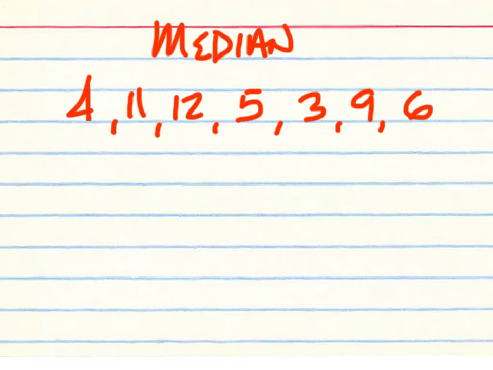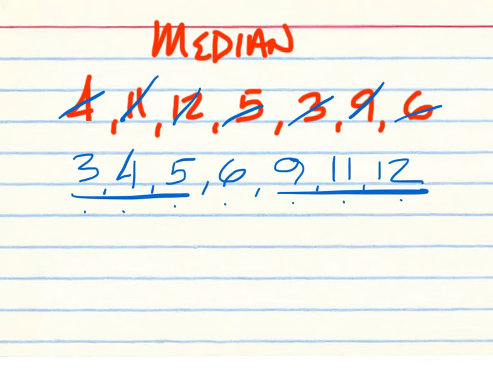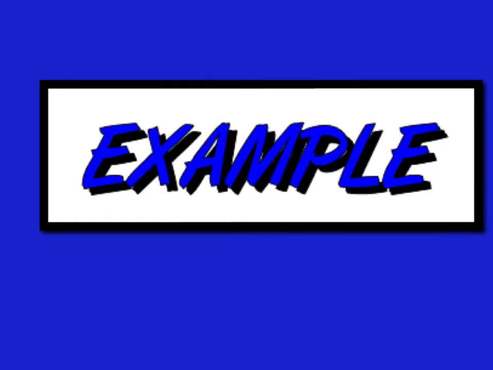Put these in order from least to greatest. That would be 3, 4, 5, 6, and then we'll have 9, 11, and 12. In this case, we have 1, 2, 3, 4, 5, 6, 7 numbers, so we can go 3 from the left, 3 from the right. The middle one is 6.